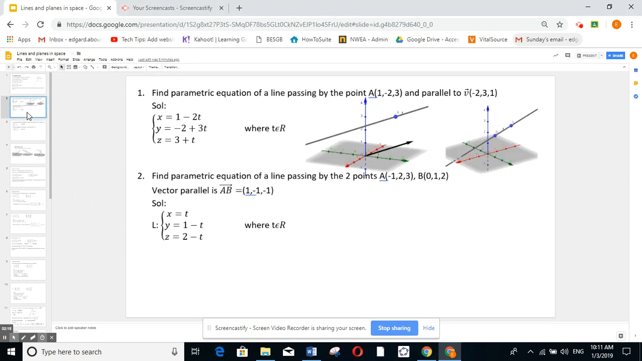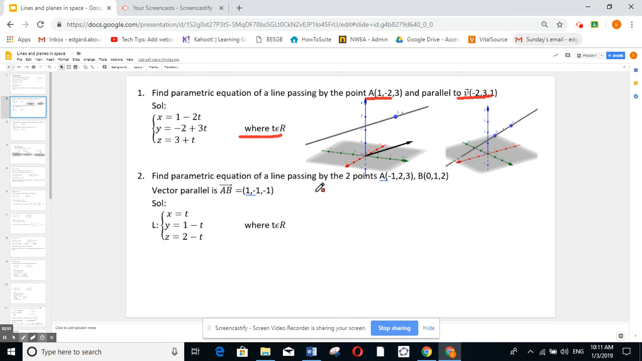So let us go to problems. Find the parametric equation of a line passing through point A and parallel to vector B, like this picture. Because it's passing through a point and parallel, I can write it directly. x equals x of A, which is 1, y equals y of A, which is minus 2, z equals z of A, which is 3. Now I add the components of the vector: minus 2t, plus 3t, plus 1 times t. You can use any variable you want, certainly t belongs to R.